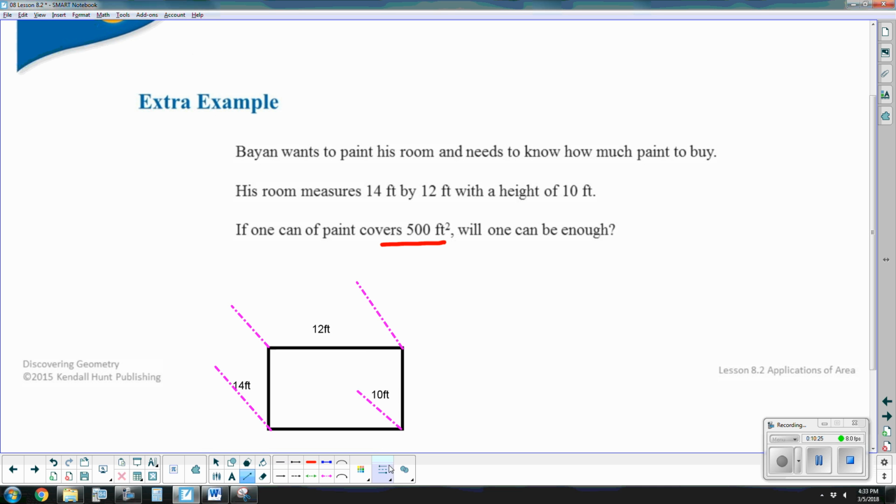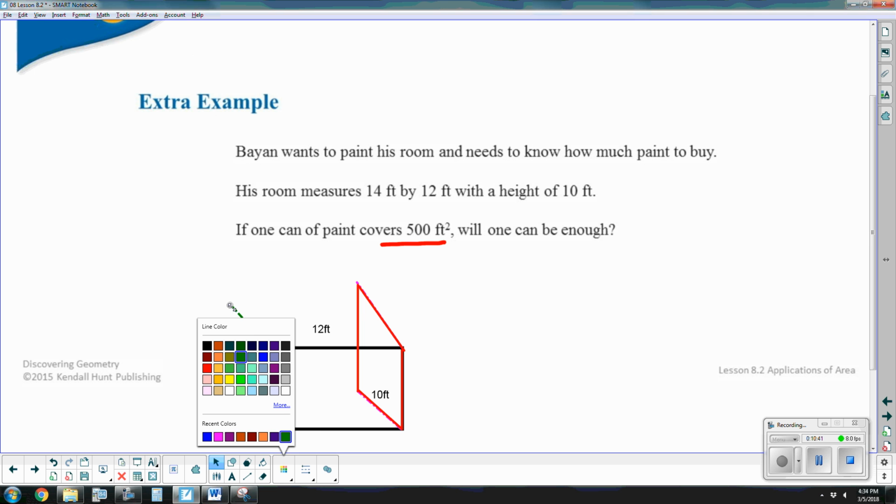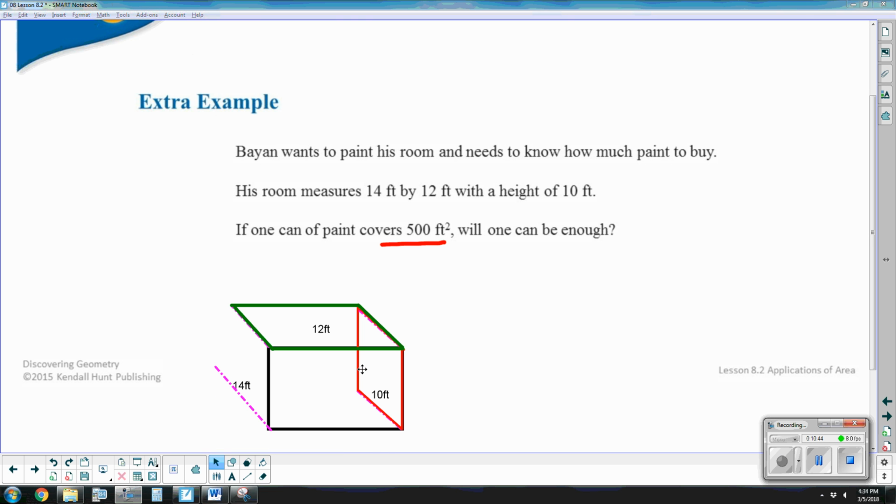So really, if you're thinking about how much space he's covering, he's covering this wall. That's one wall. And then he also has to cover this wall. So he's got two red walls. So this is our red wall right here. So two of these. And then he also has two green walls.